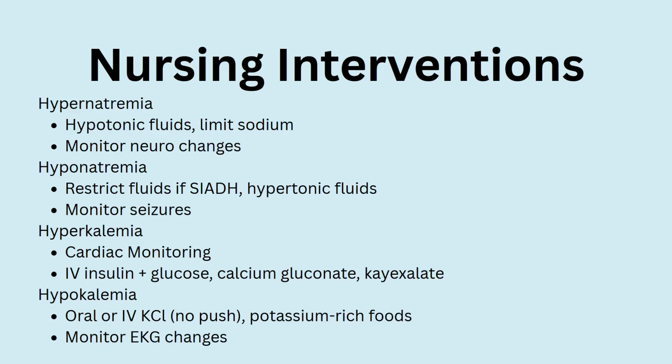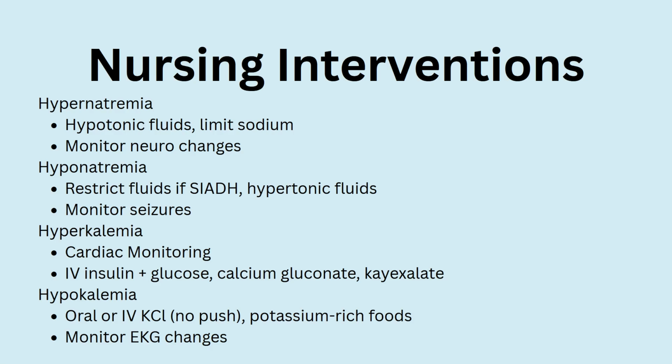So, what are the nursing interventions for some of these situations? For hypernatremia, the nursing intervention would be to first monitor neuro changes of the patient. We can give them hypotonic fluids and also limit their sodium intake. For hyponatremia, the best course of action would be to restrict the fluids if it's SIADH, or give them hypertonic fluids. And then the next thing we should do is monitor for seizures in our case.